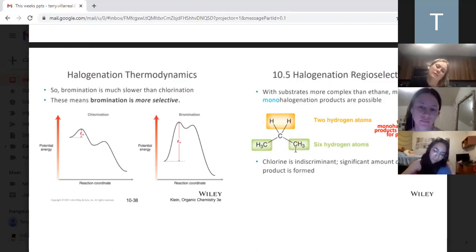And does it also have something to do with the fact that in this particular slide, it's talking about chlorine, so it's not very selective, I guess? Yes, chlorine is the hussy of the halogen group.